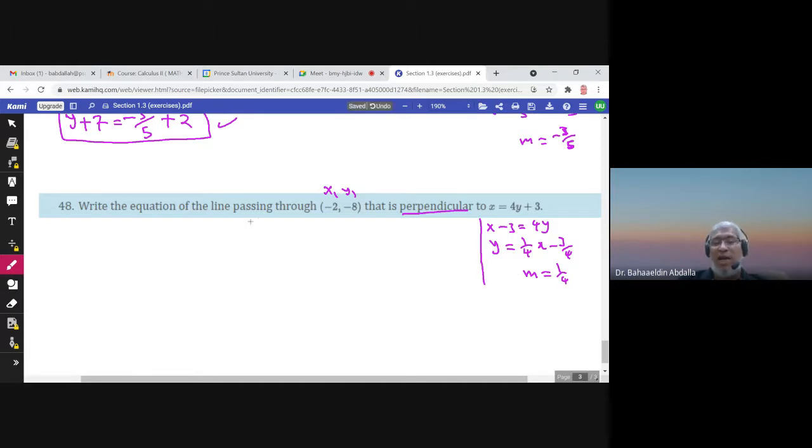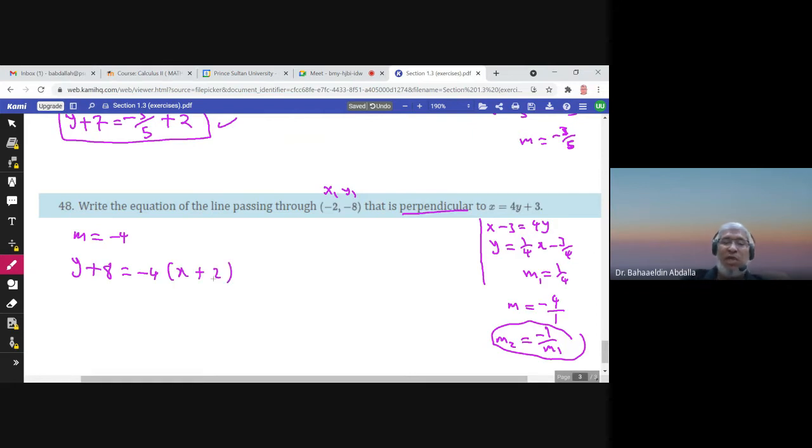So the slope of my line is -4, because the two lines are perpendicular. If I call this M1, then M2 is the reciprocal of this. This is 1 over 4, so you write it 4 over 1, and you change the sign. By this, if you multiply the two, you will get -1. So M2 would always be negative 1 over M1. So the slope is negative 4, and the equation would be y plus 8 equals negative 4 times x plus 2.